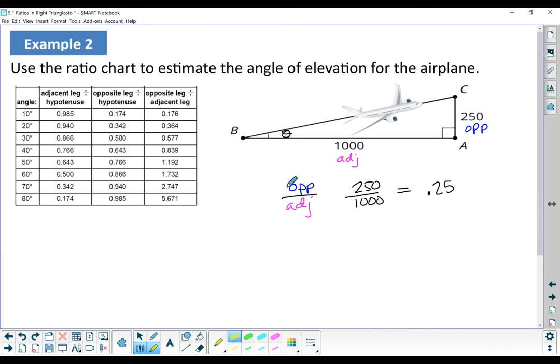This was opposite over adjacent, so we need to use this column. And our opposite over adjacent ratio is 0.25, and that looks like it's between these two numbers. So that means that our angle theta is between 10 and 20 degrees.